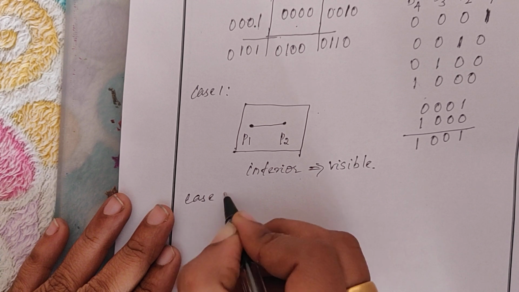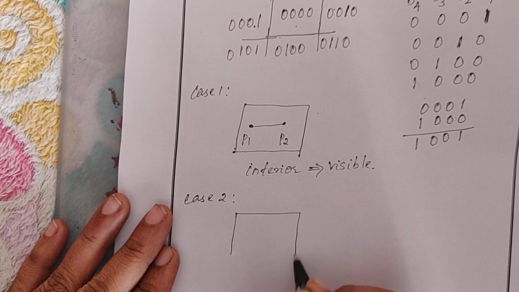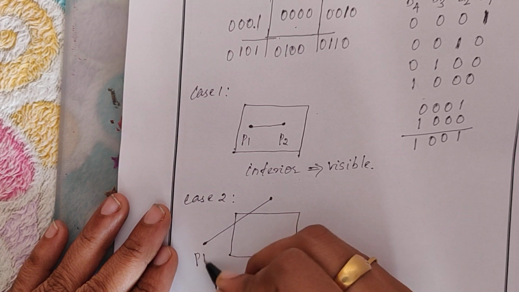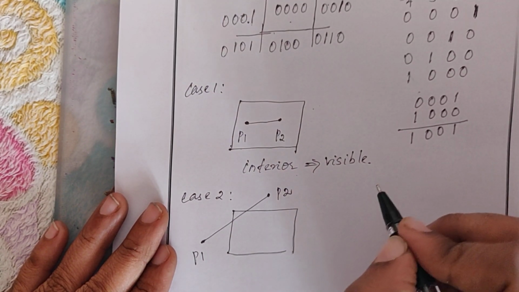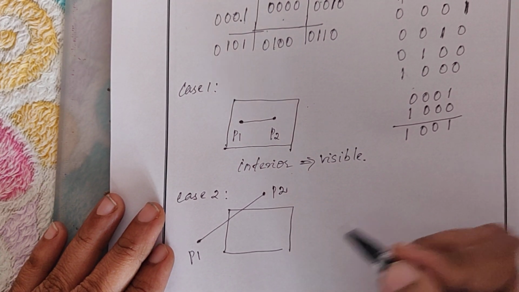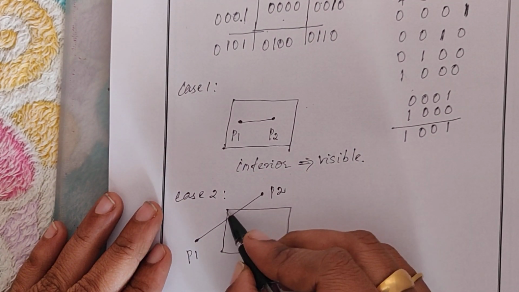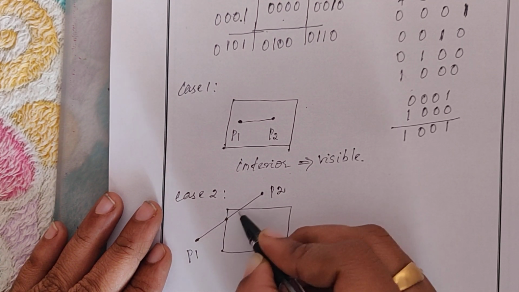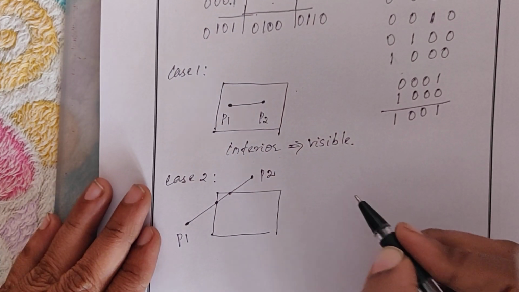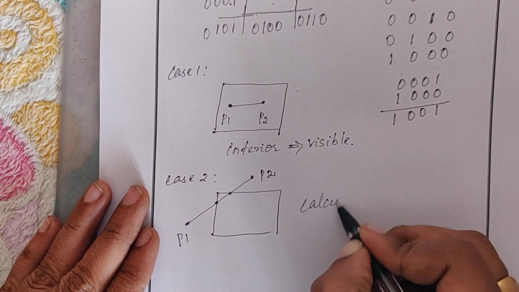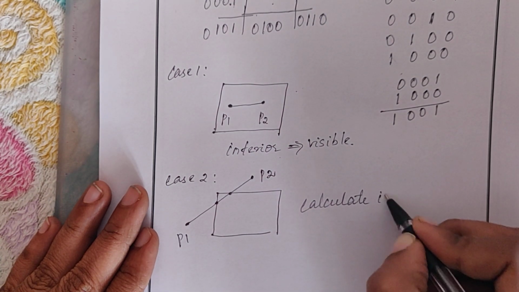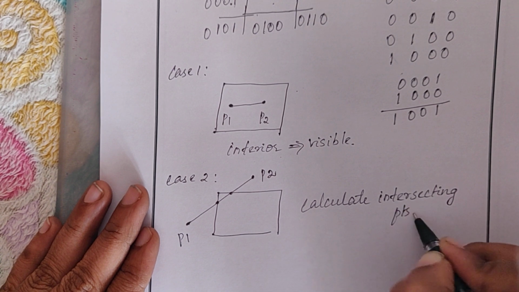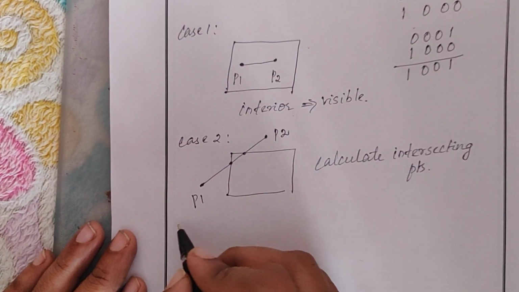The next case is my clipping window. Both the endpoints of my line lie outside the clipping window, but this line passes through the edges of my clipping window. So what I have to do is calculate these intersection points to find the visible part of my line. So in this case, I have to calculate the intersecting points.